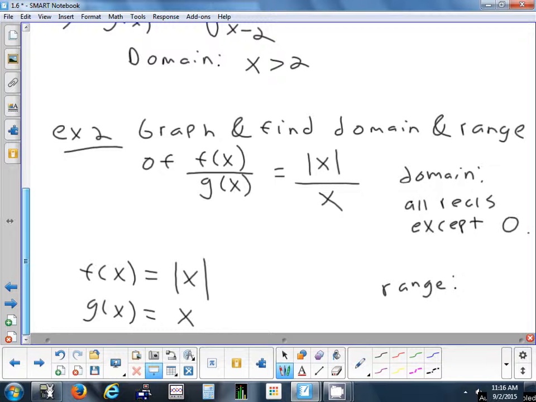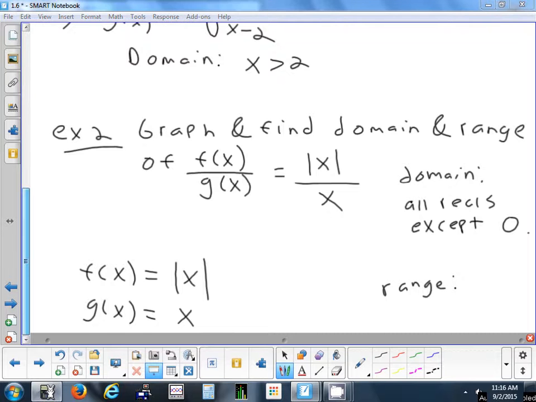Derek, what if I plug negative 3 in the top? You would get just 3. I'd get 3. What if I plug negative 3 in the bottom? What's positive 3 divided by negative 3? Negative 1. Okay, and anytime you plug in a negative number, you're always going to get negative 1.